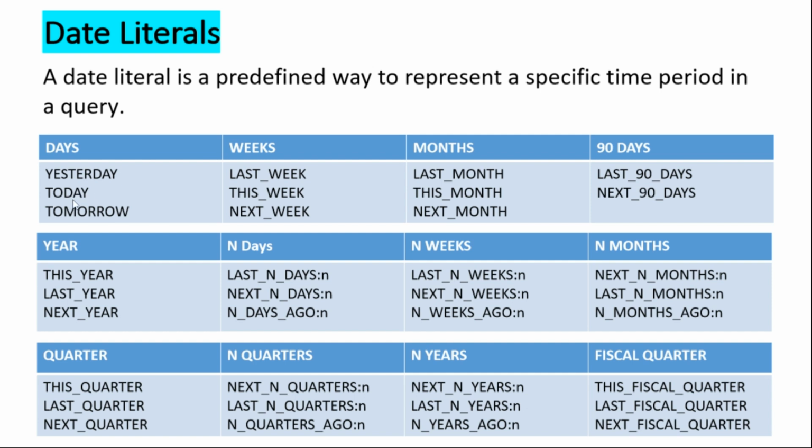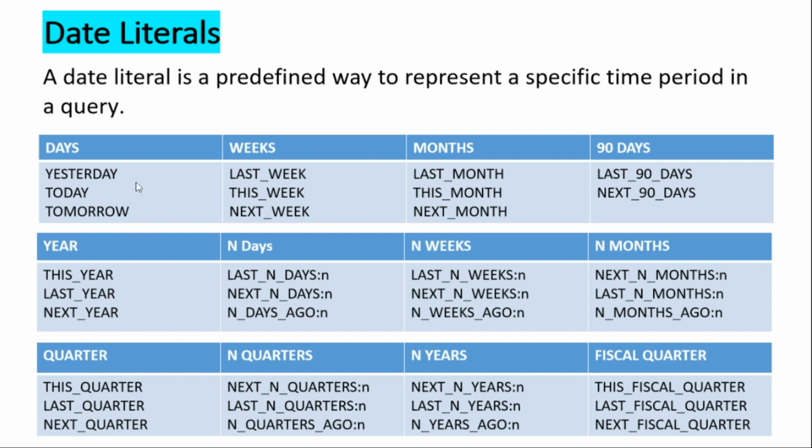Today is for the day that starts with 0 hours, 0 minutes, 0 seconds of today. Tomorrow means the day starts from tomorrow with 0 hours, 0 minutes, 0 seconds. So these are the date literals. We can use them for date or datetime fields in an object. I will show you how we can use these date literals in SOQL in the Salesforce environment.